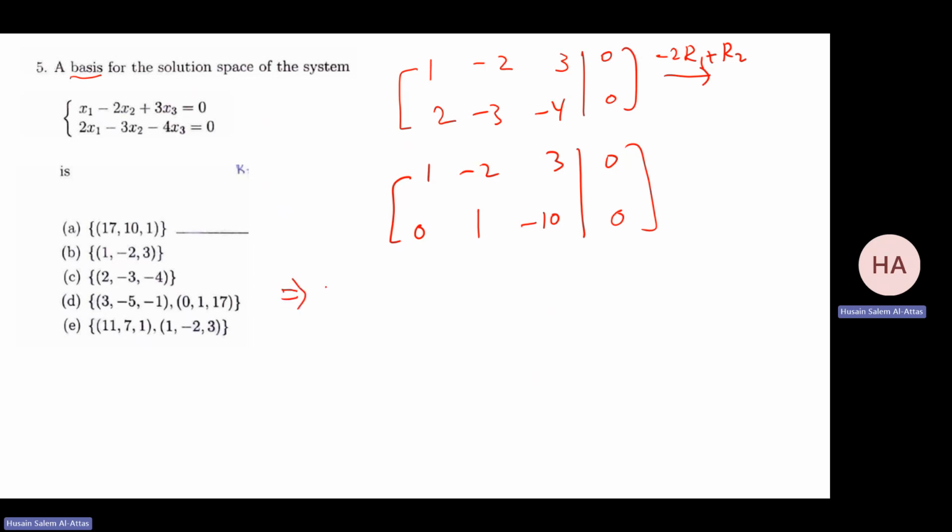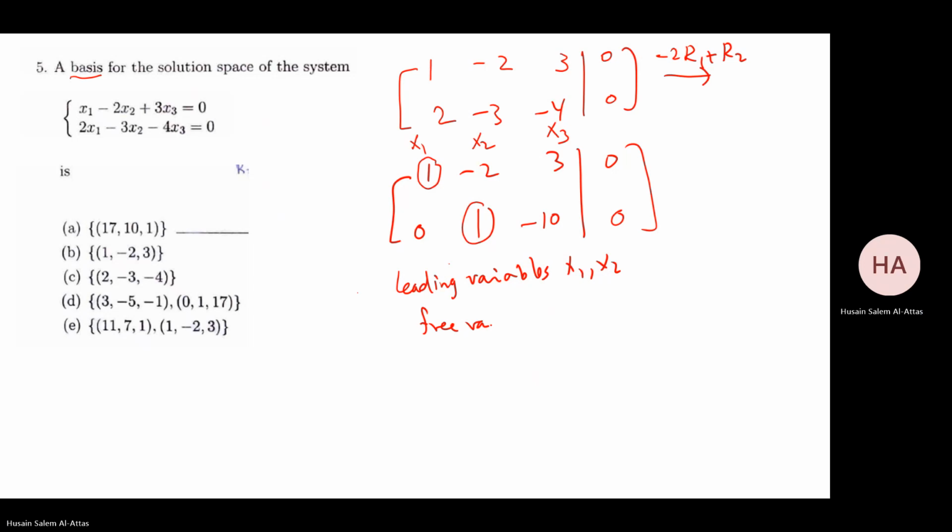So what do the equations become? Before that, let me do the procedure. These are leading variables. So how many free variables do we have? This is X1, this is X2, this is X3. Let me do it in detail. Leading variables: X1, X2. Free variables: X3. So I let X3 equal t.